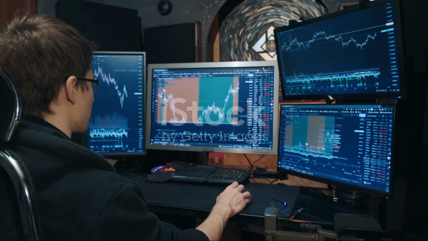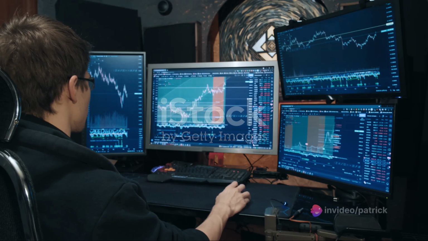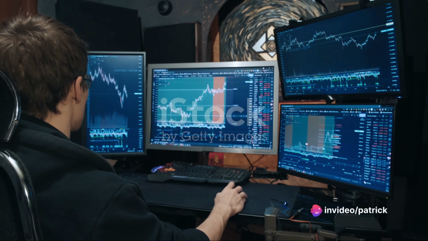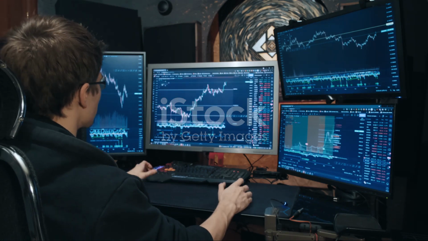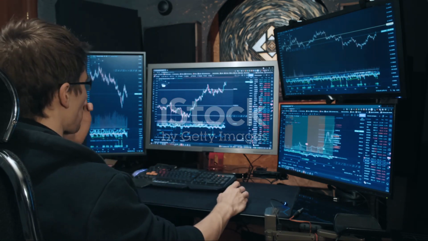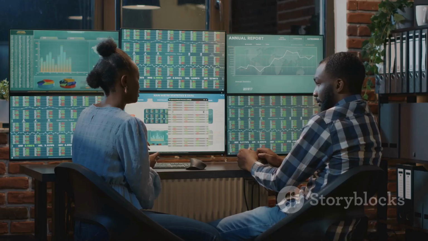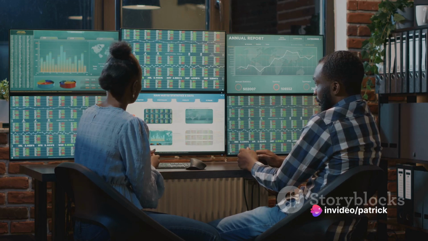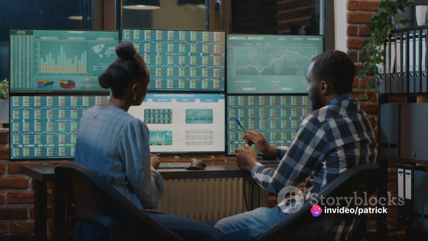Finally, let's discuss the range-bound strategy. This strategy is best suited for markets that are moving sideways, with no clear upward or downward trend. Traders identify the upper and lower boundaries of the range and aim to buy at the lower end and sell at the higher end. This strategy works best in stable markets and requires careful monitoring of market movements.